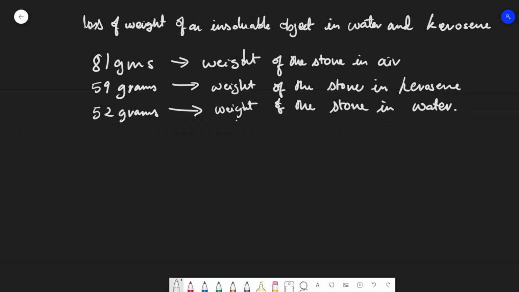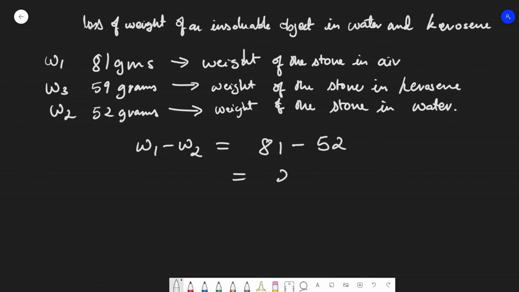Now let's move on to the fourth row in the observation table. It asks us the loss of weight in water. Now if we denote the weights as given in the observation table as W1, W3 and W2, then for the weight loss in water, it will be W1 minus W2 equals 81 minus 52, which will be 29 grams.